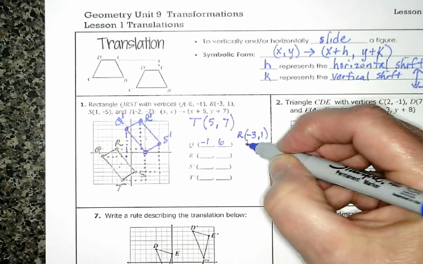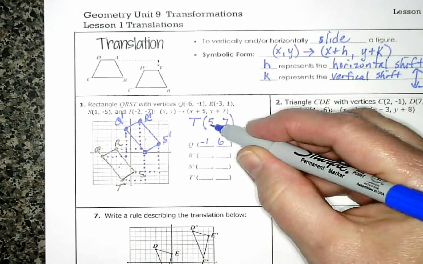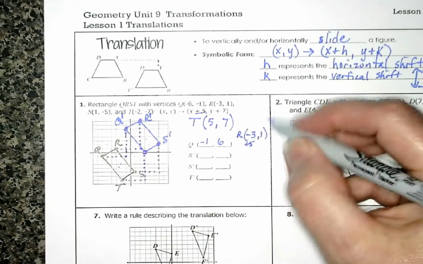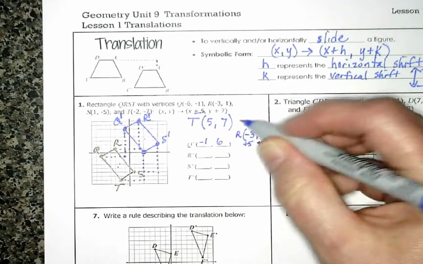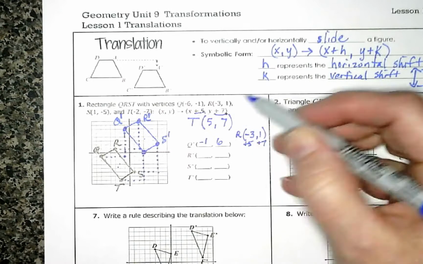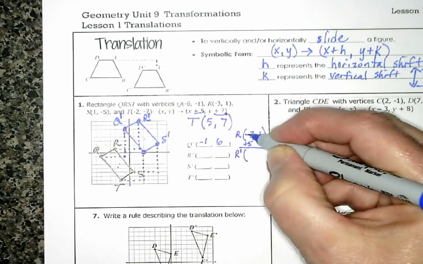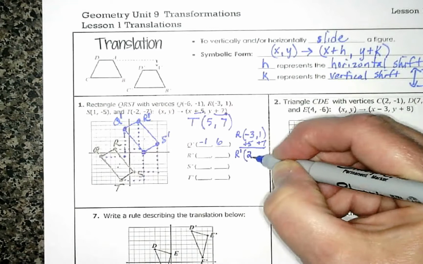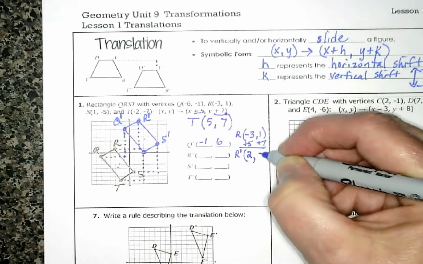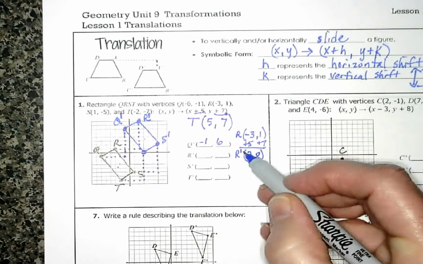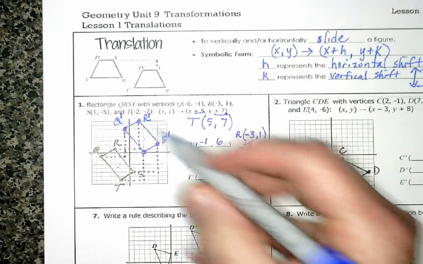We added 5, right? Added 5. And then on the y, we added 7, plus 7. When I do that, I get a new point. Negative 3 plus 5 is 2. 1 plus 7 is 8. My r prime should be at 2, 8.